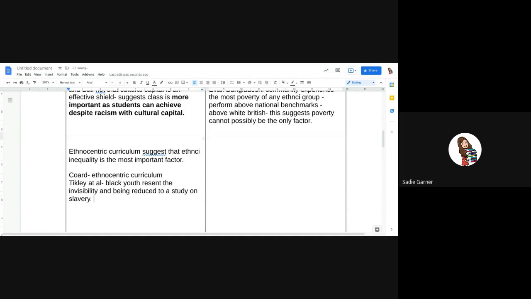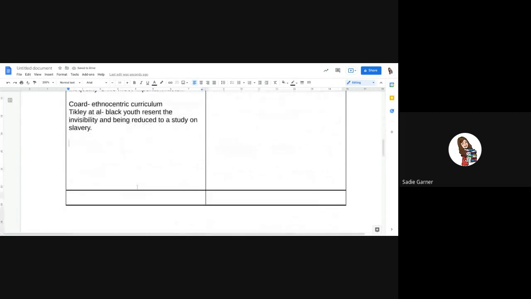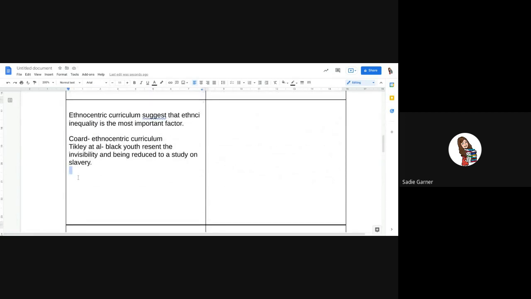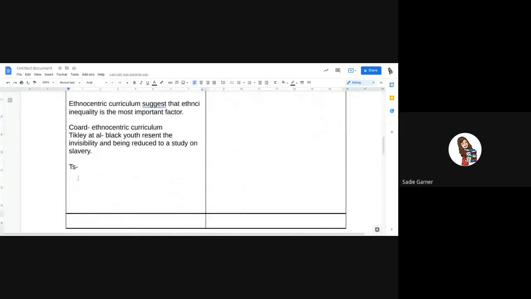Okay, I've only got the two sociologists for ethnocentric curriculum. I'm not doing too bad. I've got three there in catchment area, but just got those two there. So tried my best for three. It's not possible in this one. If you think of any, please feel free to add them in. But this shows that ethnic inequality is the most important factor.